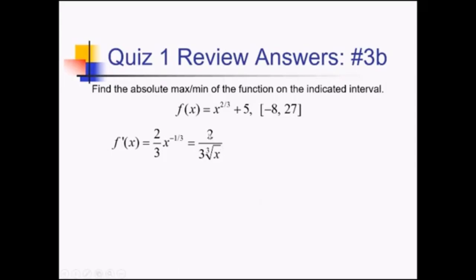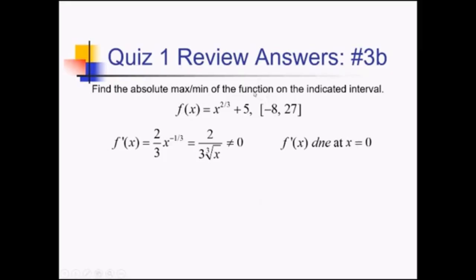Now checking out what makes this 0. Since we have a constant in the numerator, no variables up there, there's nothing I can plug in for x that is going to make this fraction 0, because 0 is not ever going to be in the numerator. So this never equals 0. However, we have an x in the denominator, and if we plug 0 in for that, that'll zero out the whole denominator and we'll be dividing by 0. Therefore, f prime does not exist at x equals 0, and that gives us a critical value that we can now test. So we're going to test 0 along with our endpoints of negative 8 and 27.